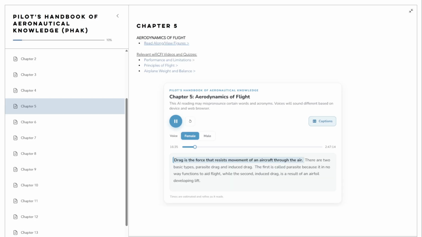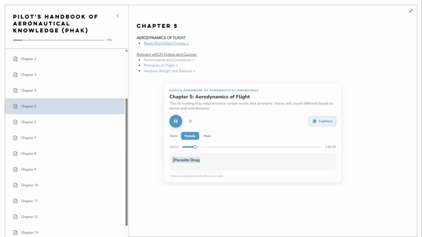Drag. Drag is the force that resists movement of an aircraft through the air. There are two basic types, parasite drag and induced drag. The first is called parasite because it in no way functions to aid flight, while the second, induced drag, is a result of an airfoil developing lift.